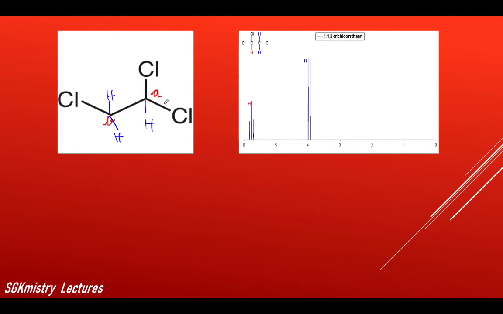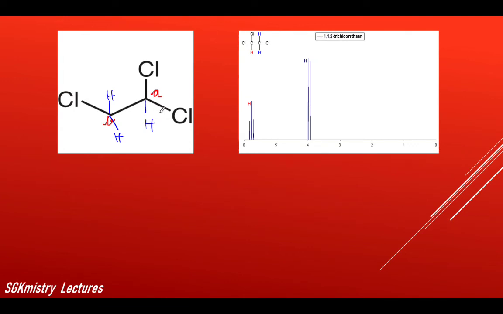Now for A, there are 2 neighboring hydrogens. So according to the n+1 rule, it will split into 3. So this will give a triplet, whereas hydrogen B has only 1 neighboring hydrogen. So according to the n+1 rule, 1 plus 1, it will give a doublet. So hydrogen B will give a doublet, hydrogen A will give a triplet.